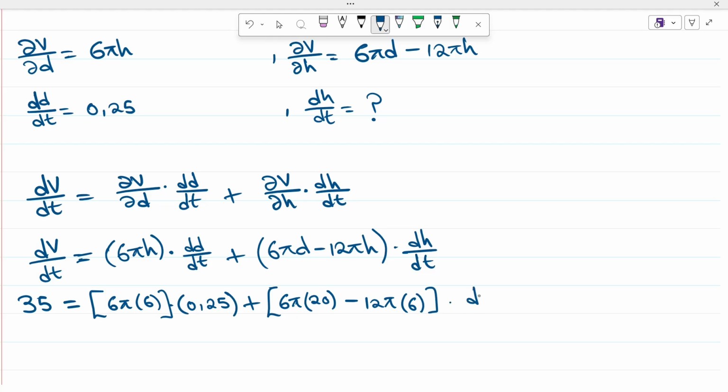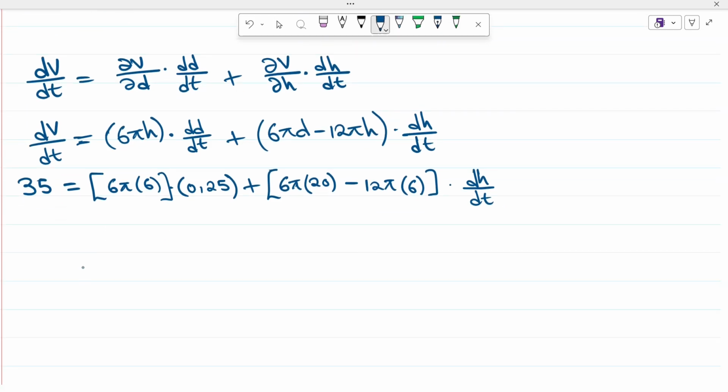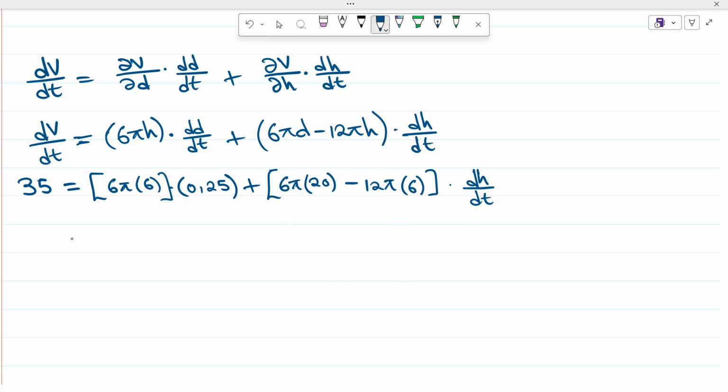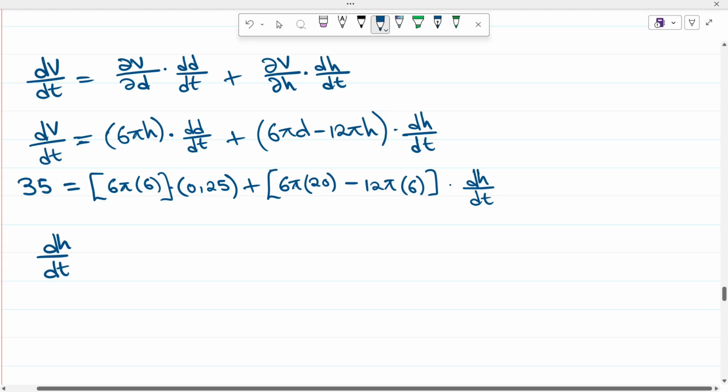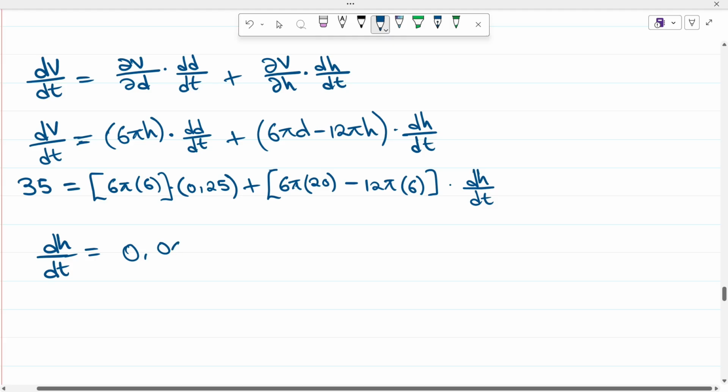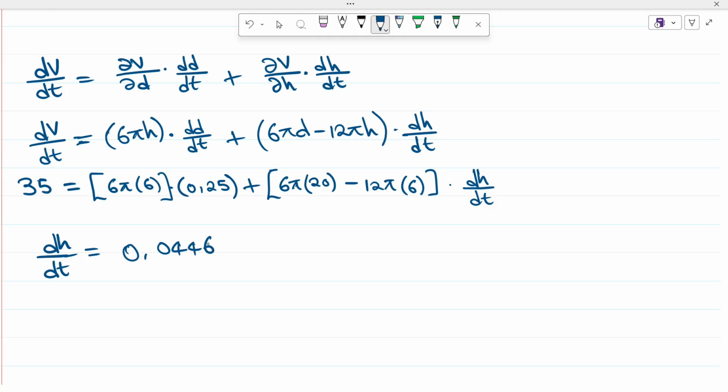And then the rate at which h changes with time is what we are looking for. You use your calculator there. You'll say 35 minus this, divided by this whole bracket, and then you'll get that dh/dt is going to be equivalent to 0.0446 meters per hour.